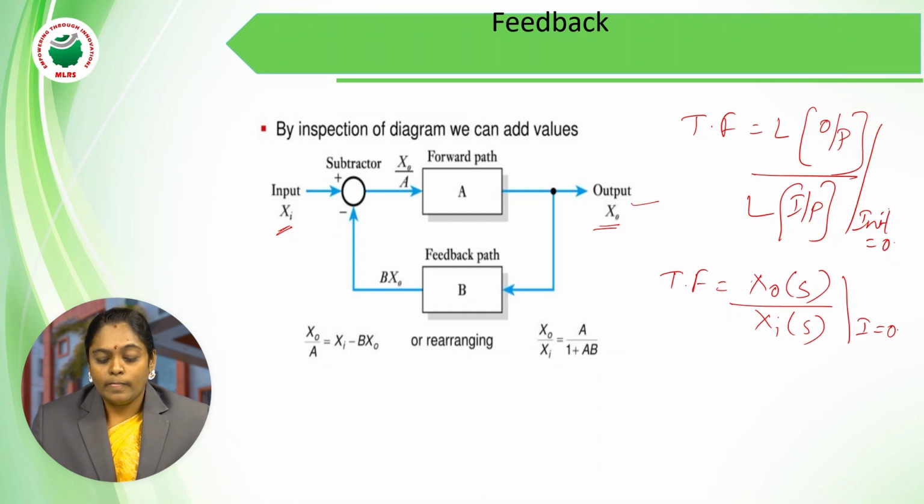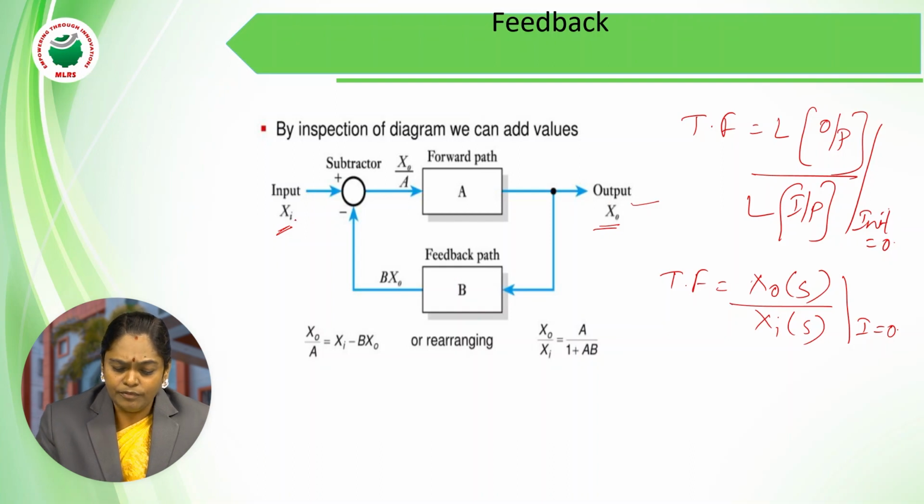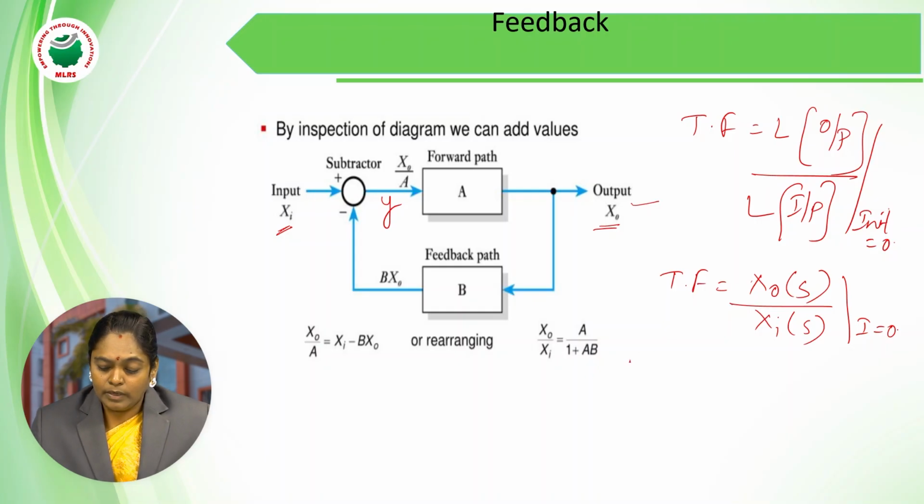Now let me take this example of a feedback system and derive an expression for the transfer function. As I told you, I am feeding back some part of the output signal towards the input. Here the output is x0 and the feedback path gain is b. That is the reason the output of the feedback path is given as b into x0, that is, gain times some part of the output signal. Let me take this as a parameter y, and assume that the output of the subtractor is y. So this y can be written in such a way: what are the two inputs for y?